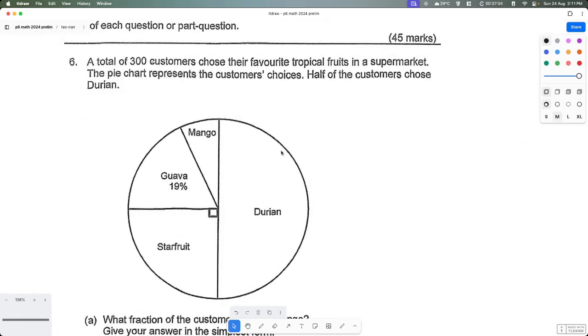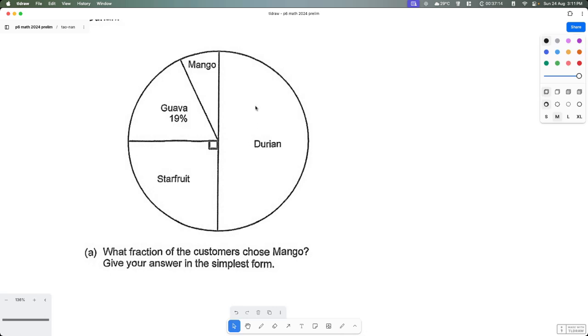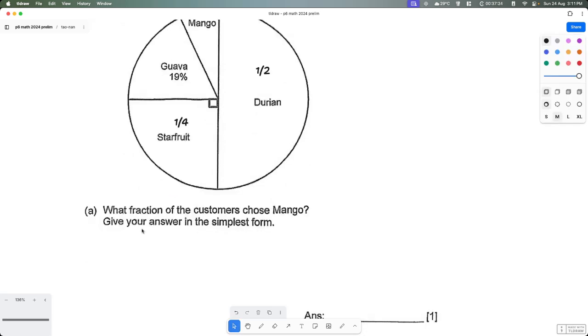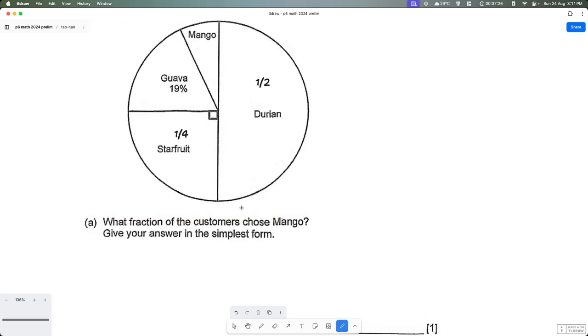Question number 6. So a total of 300 customers choose their favorite tropical fruits in a supermarket. The pie chart represents the customer choices. You see over here, half of the customers choose durian. Okay, so durian is one half. Okay, we know star fruit is one quarter because this is a quadrant, right? Okay, so what fraction of the customers choose mango? Give your answer in the simplest form.